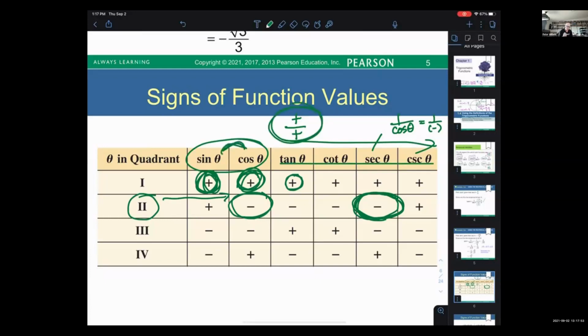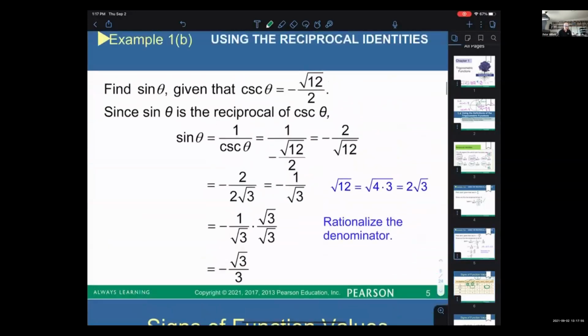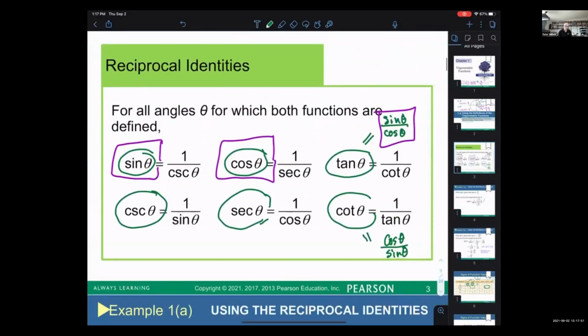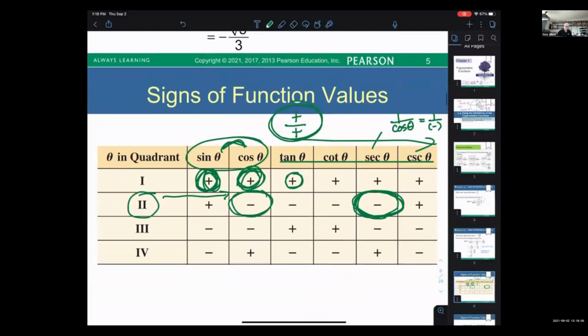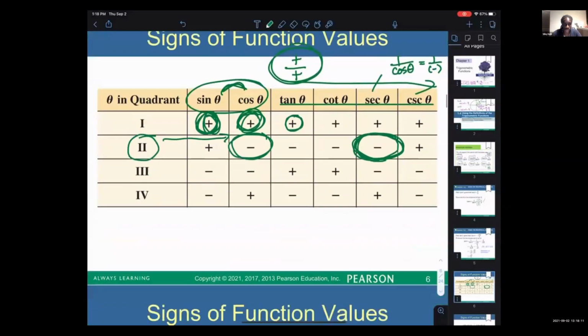All right, so basically these come from making a fraction for these 4 functions of the signs of what you got for cosine and sine, based on all the fractions that we talked about up here. Tangent is sine over cosine, secant is 1 over cosine, things like that. Okay. All right, so moving on.